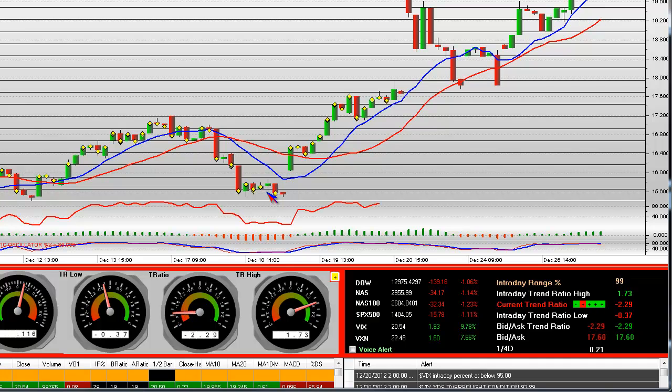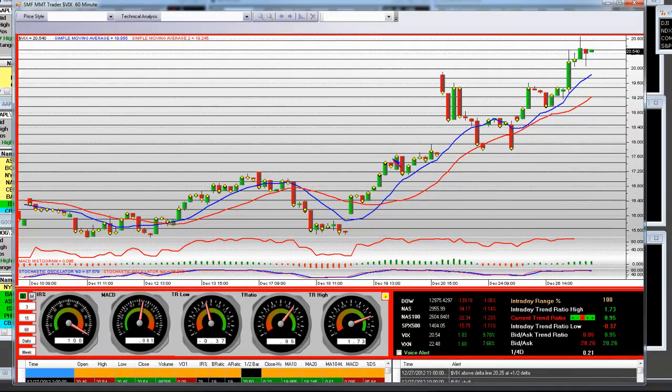On this 60-minute chart right here, these are 60-minute bars and they're ascending. They gapped the fear indicator up on the open today. They pulled it back to the support level. And this is a 60-minute chart, and each one of these lines is 26 cents per line. We are now back up here at 20.5.